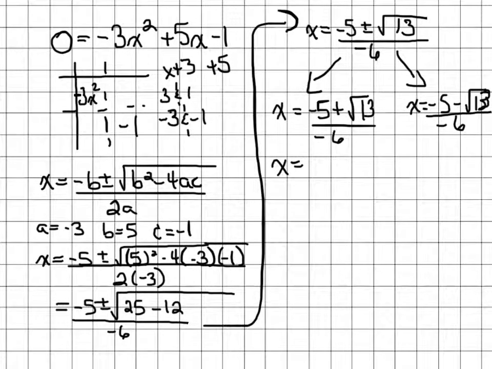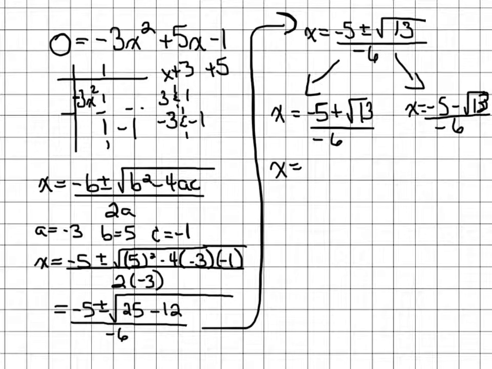That will give me 0.2324, so 0.23, and the other will give me 1.4343, so let's go with 1.43. All right, so those are our two x-intercepts. So this is where we can use, again, the quadratic formula in order to find out what the x-intercepts are.